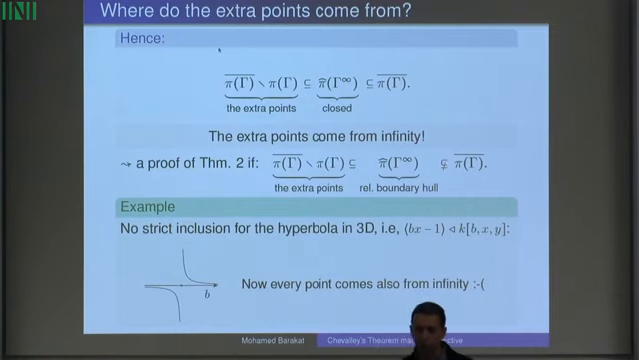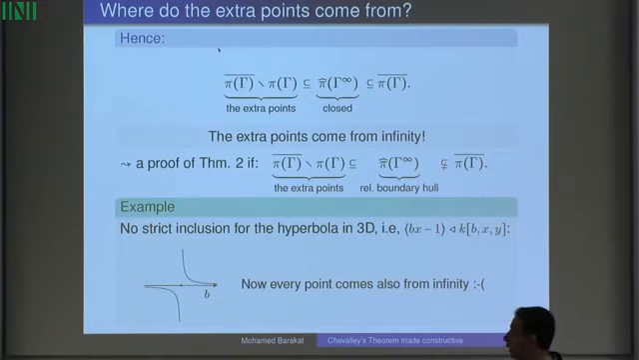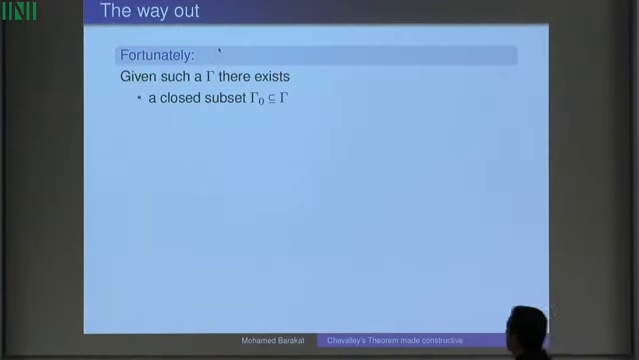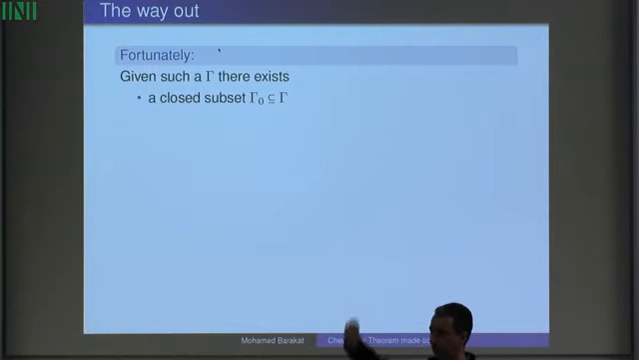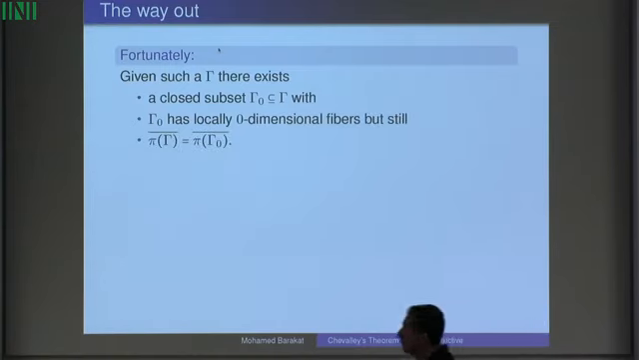And the idea is to rectify this example by intersecting back, to get rid of the extra variable y. This is everything, and this is formalized on the next slide. So given such a gamma, there exists a closed subset gamma 0 of gamma, which is just intersecting with the plane y equals 0, to get the original example back. Gamma 0 has locally 0-dimensional fibers, as in our original example. And still, the closure of the projections is the same.